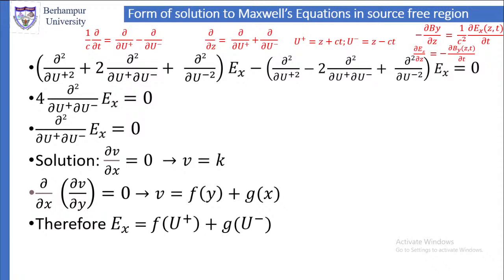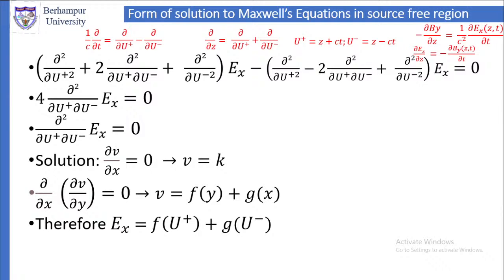Now look at our equation. ∂²/∂u₊∂u₋ operating on Ex is equal to 0. Now compare that with this equation, ∂²v/∂x∂y is equal to 0. So v is equal to Ex. If we compare that, v will be equal to Ex, u₊ is equal to x, y is equal to u₋. So if we put that, then v will be Ex.